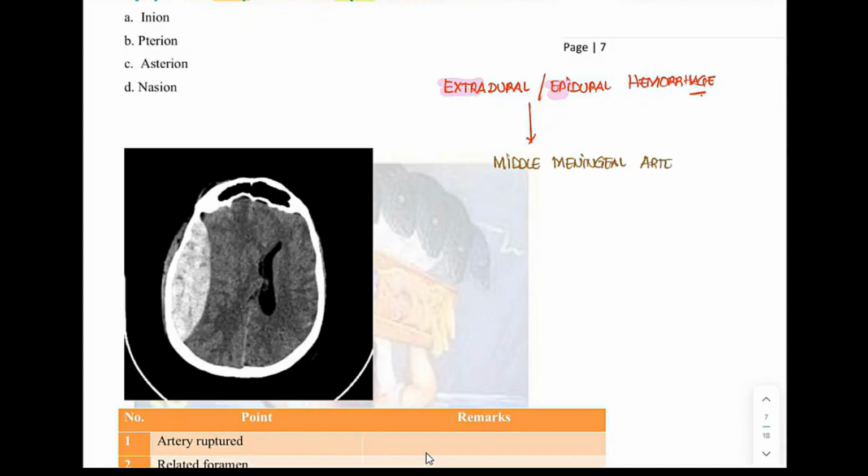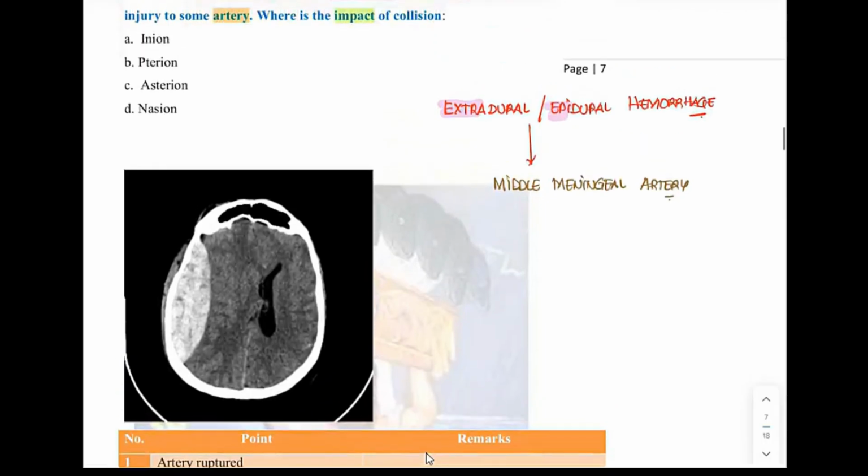Okay, so this is the middle meningeal artery, and this artery is related to one landmark, and that is known as pterion. So pterion is a point of junction where four bones meet, which is the area adjacent to which on the inner side lies the middle meningeal artery. So if there is any injury to the pterion, there is a high chance of injury to the middle meningeal artery, and the condition is known as extradural or epidural hemorrhage.